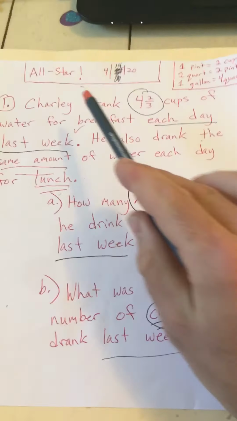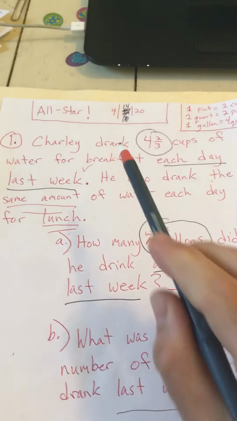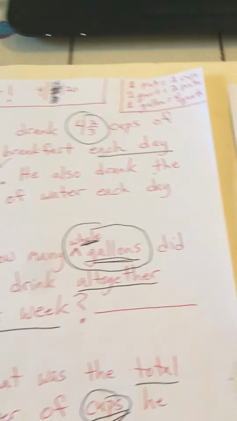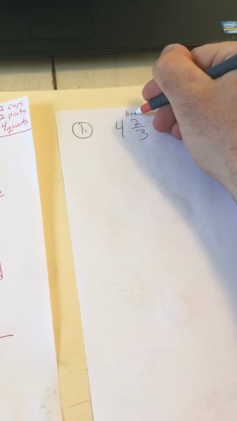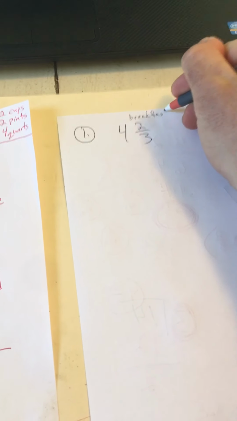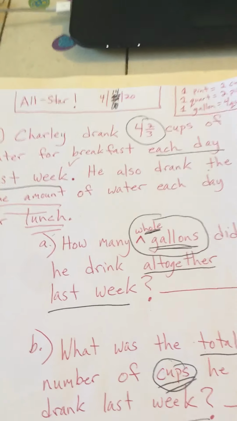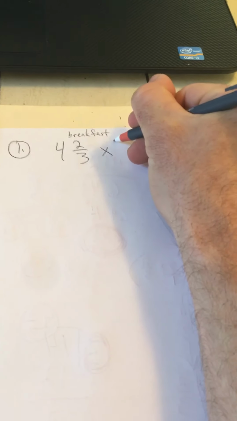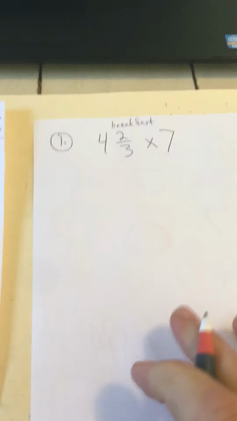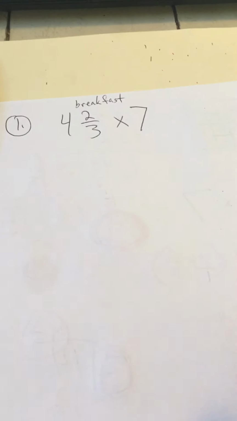Okay, so let's start again at the beginning. Charlie drank 4 2/3 cups for breakfast each day last week. So this is for breakfast. He drank 4 2/3 cups each day last week. So there are 7 days in a week. So we're going to do 4 2/3 times 7.